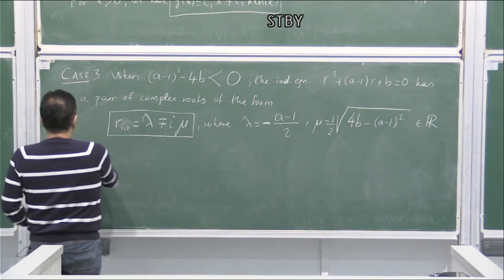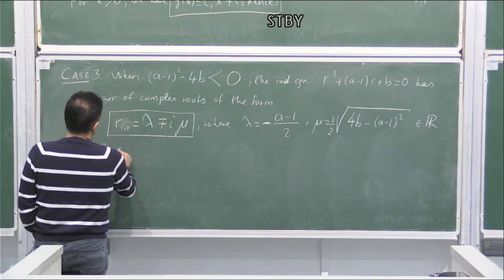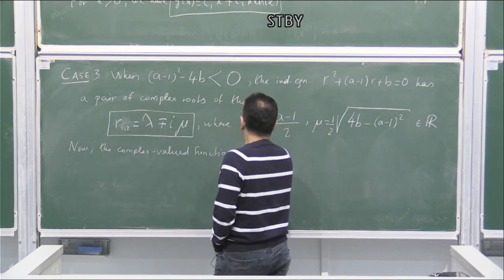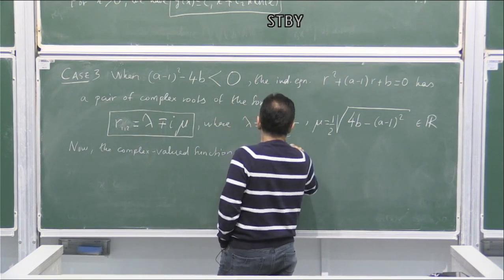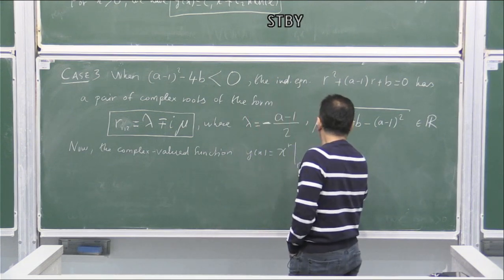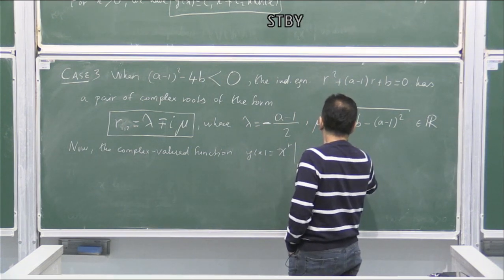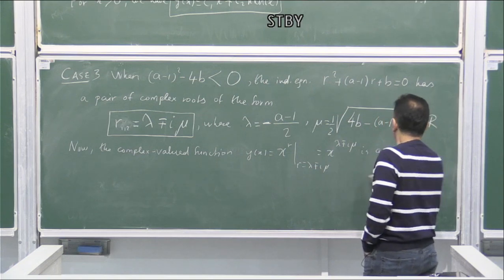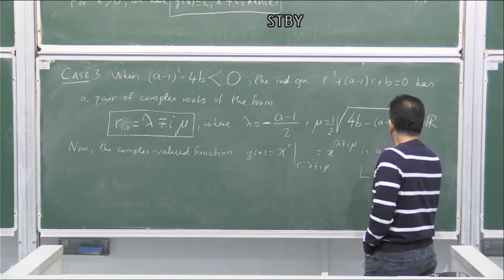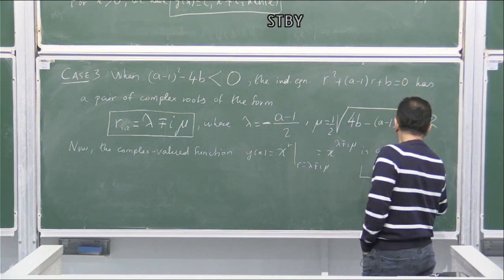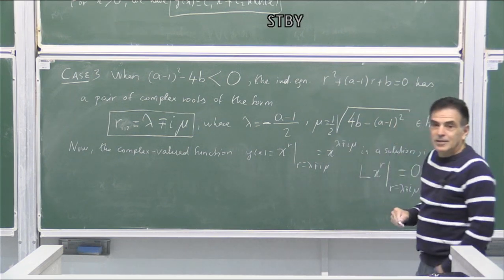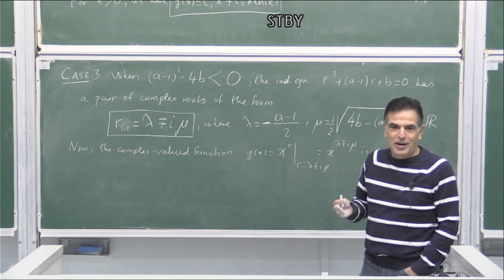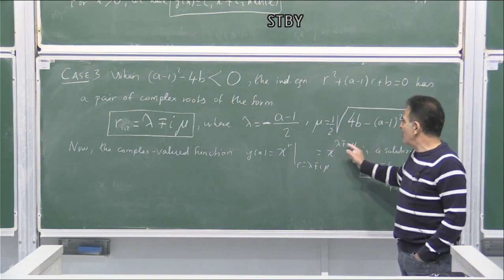Okay. So in this case, now the complex valued function x to the power r, when r is this, x to the power lambda plus or minus i mu is a solution. What does it mean? L of x to the power r, when r is this complex number, is 0, satisfying the Euler equation. But we are interested in real solutions, or real valued solutions of the real variable x. So what is the meaning of this function where the exponent is a complex number?